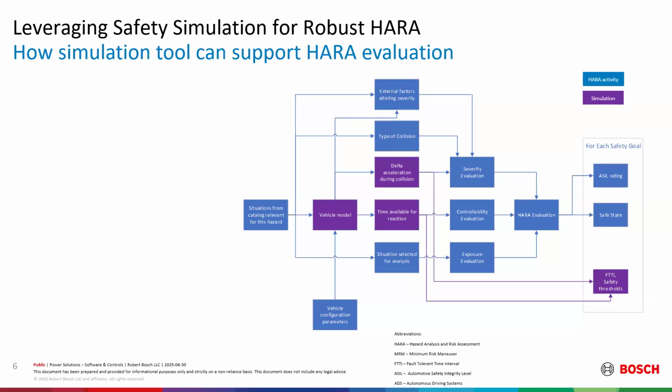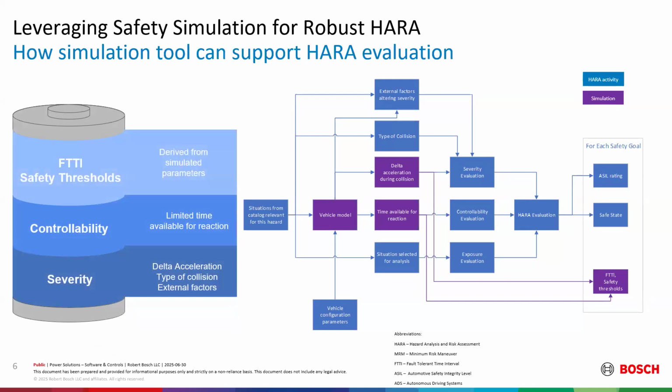And also from the delta acceleration, we can understand what kind of injury is possible and what kind of severity should be chosen. So how we related is the delta acceleration directly corresponds to severity. The time available for reaction directly relates to the controllability. And finally, we get the safety thresholds for the vehicle from the simulation software.